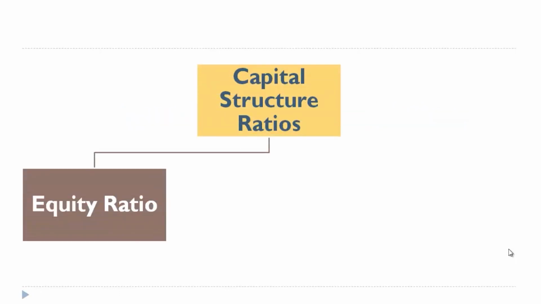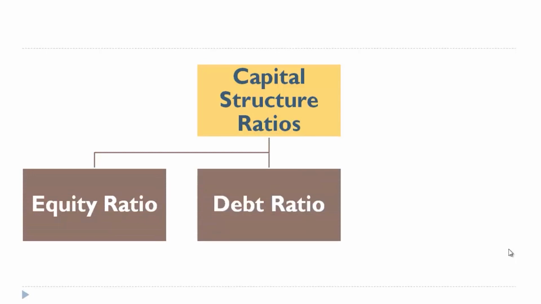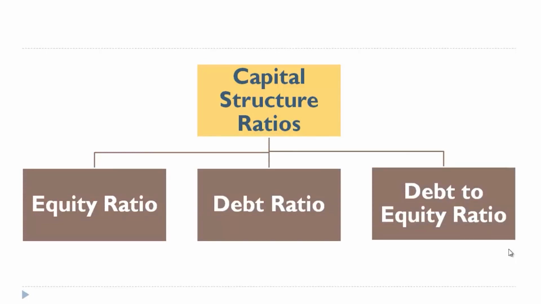So capital structure ratios are basically of three types. One is equity ratio, two is debt equity ratio, and three is debt to equity ratio. We'll understand one by one. The first one is we are going to focus on equity ratio. So to understand what is equity ratio, let us have a look at this example.